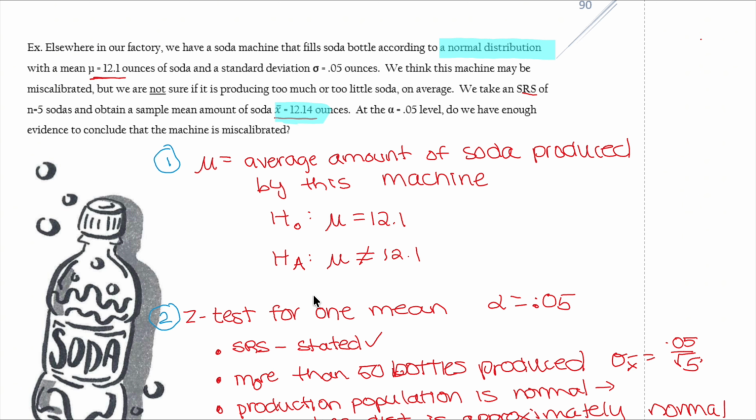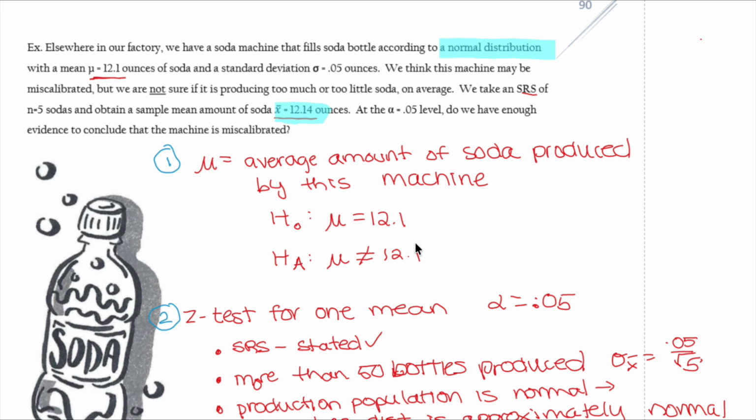It's not greater than or less than, because the question does not say we hypothesize that it's going to be greater than or less than. It only says that we are not sure if it is producing too much or too little, meaning we don't know which. We don't know what amount of soda will be produced compared to the null hypothesis mu, 12.1 ounces. So we just know that it's going to be different, but we're not really sure if it's going to be above or below. So make sure you notice the difference in here.